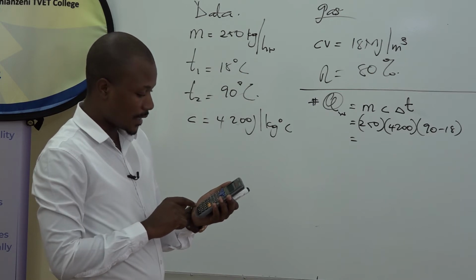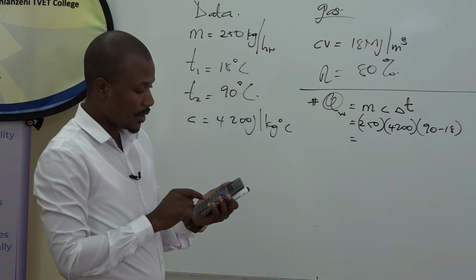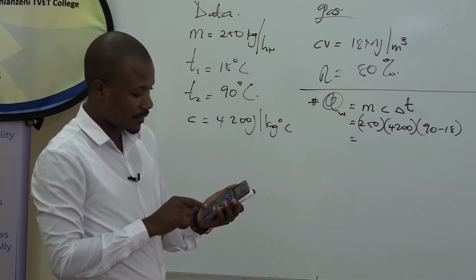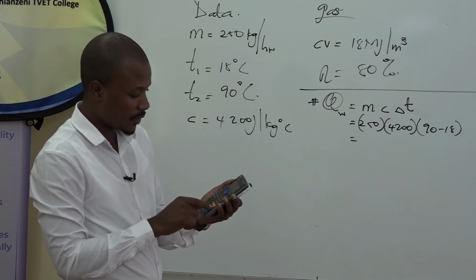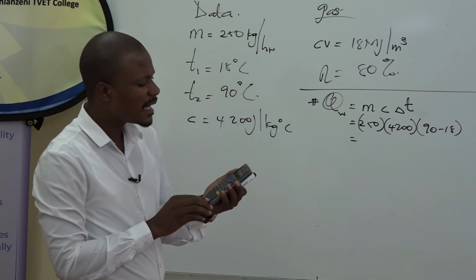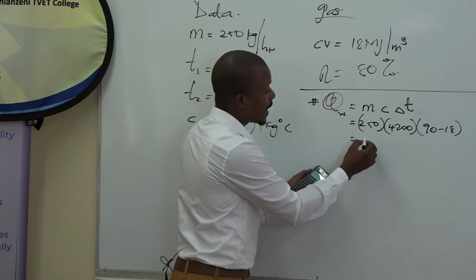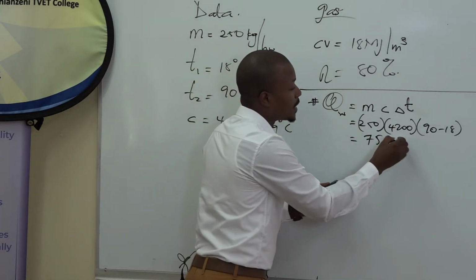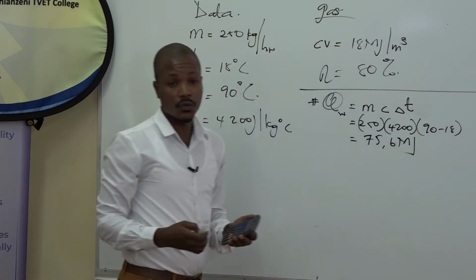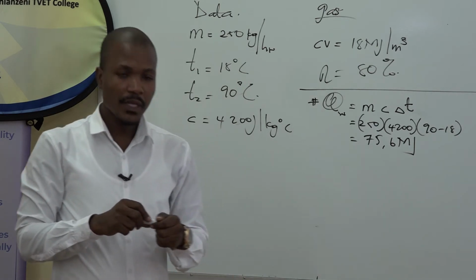Since it's a large value, we're going to divide that by 1 million. If we divide that by 1 million, it means we're going to have 75.6 megajoules.